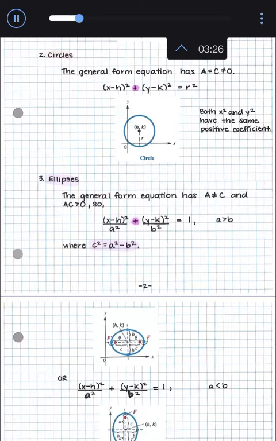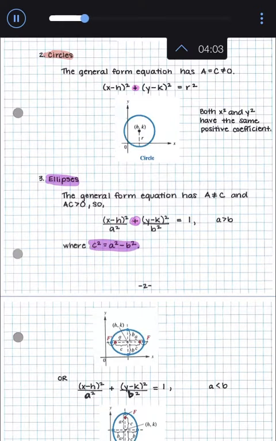So if you have the same radiuses for x's and y's, you're talking about a circle. If you have different radiuses for the x's and y's and you still have a plus in between, then you're talking about ellipses. Be careful with ellipses because your c squared is actually a squared minus b squared. I know you have a plus in the equation, but when you actually look at the c squared equation, you're going to have the reverse. You're going to have a minus sign.